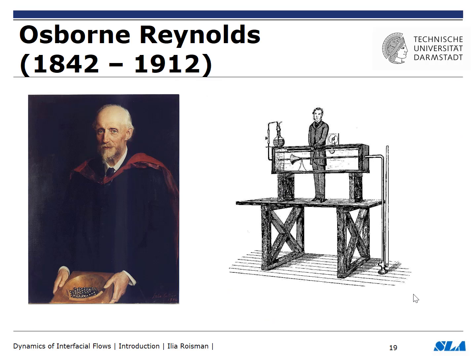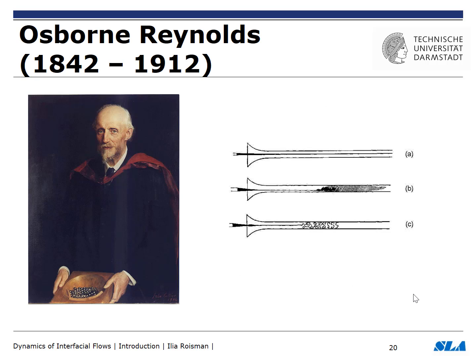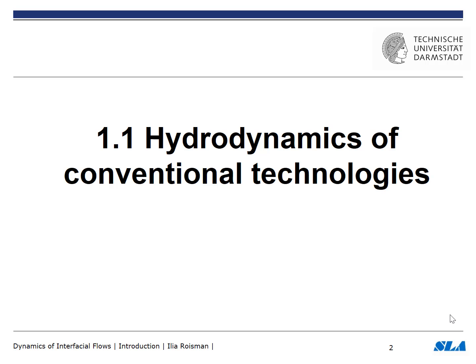Another important name is Osborne Reynolds. You know this name, yeah? He investigated regimes of flow in a tube. What he found is that the transition from laminar flow to turbulent flow happens at specific conditions which are described using a dimensionless number known today as the Reynolds number, which is the ratio of inertial forces to viscous forces. I hope you understand my point.